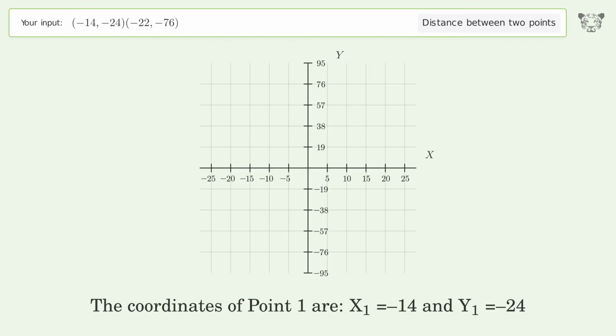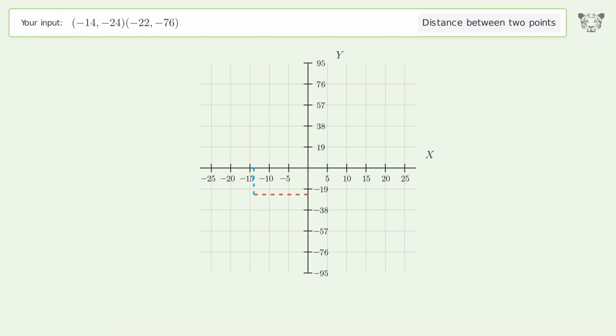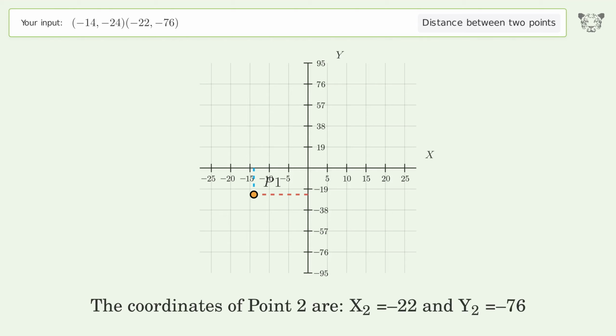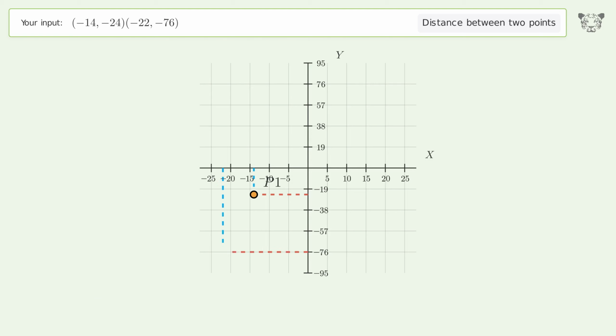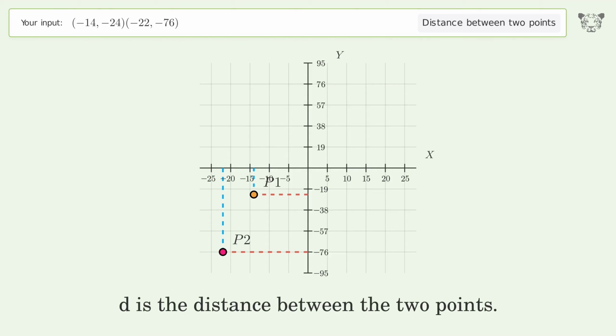The coordinates of point 1 are x1 equals -14 and y1 equals -24. The coordinates of point 2 are x2 equals -22 and y2 equals -76. D is the distance between the 2 points.